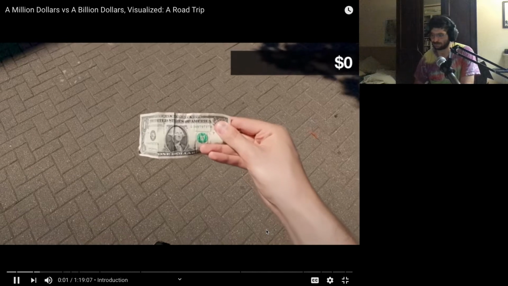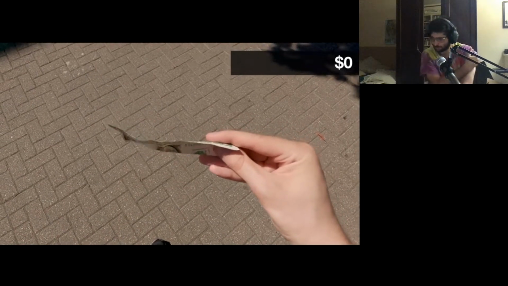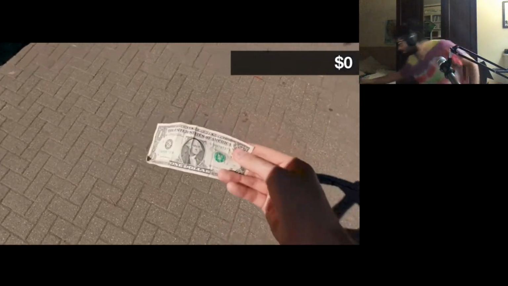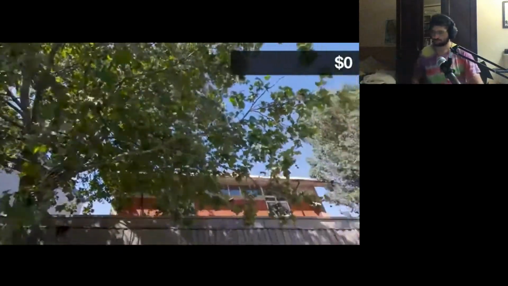This is a United States $1 bill. It's just over a tenth of a millimeter thick. So what if you had a million of them? 1 million US dollars stacked up into the sky. How tall would that stack be? Well, I mean, first of all, it would fall over.